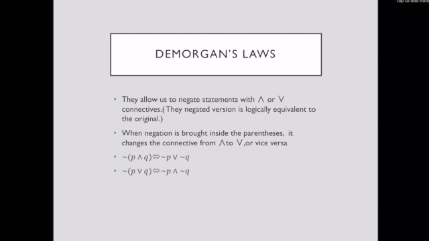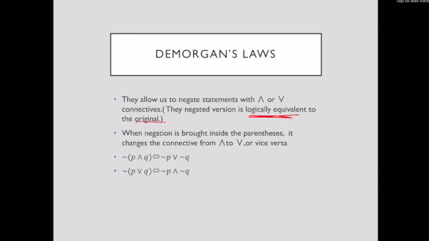So remember, De Morgan's laws, we talked about in set theory, had to do with unions and intersections. They follow the same rule, except now instead of unions, we have or, and instead of intersections, we have and. So what De Morgan's laws allow us to do is negate statements, right? And we know that the negated version is logically equivalent to the original. And I'm going to go through a proof of that and show us what it looks like to be logically equivalent, okay? So when negation is brought from outside the parentheses to inside, it flips the connective from an and to an or, and an or to an and, okay?